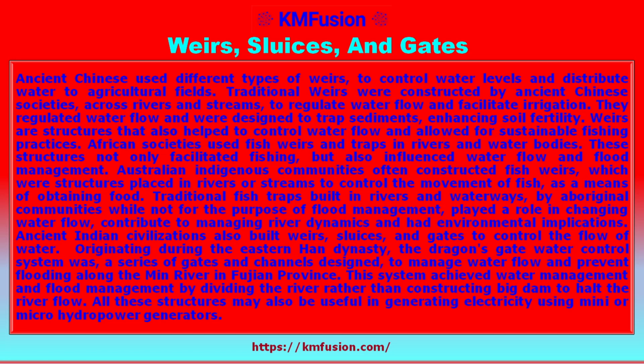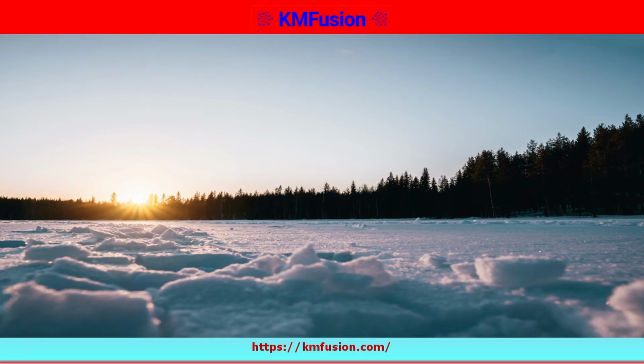Originating during the Eastern Han Dynasty, the Dragon's Gate water control system was a series of gates and channels designed to manage water flow and prevent flooding along the Min River in Fujian province. This system achieved water management and flood management by dividing the river rather than constructing a big dam to halt the river flow. All these structures may also be useful in generating electricity using mini or micro hydropower generators.